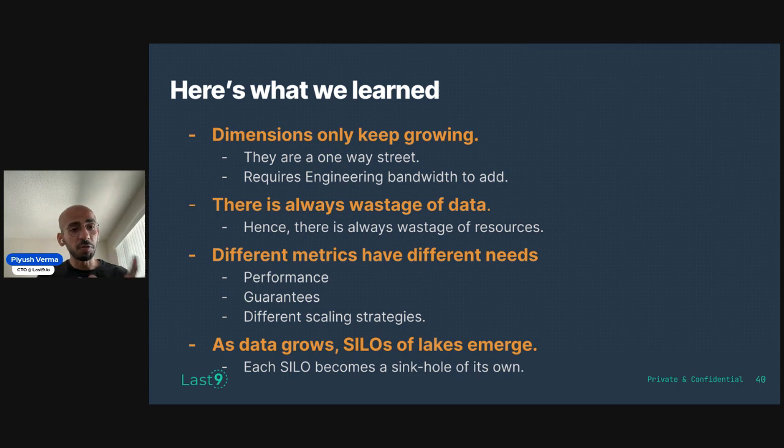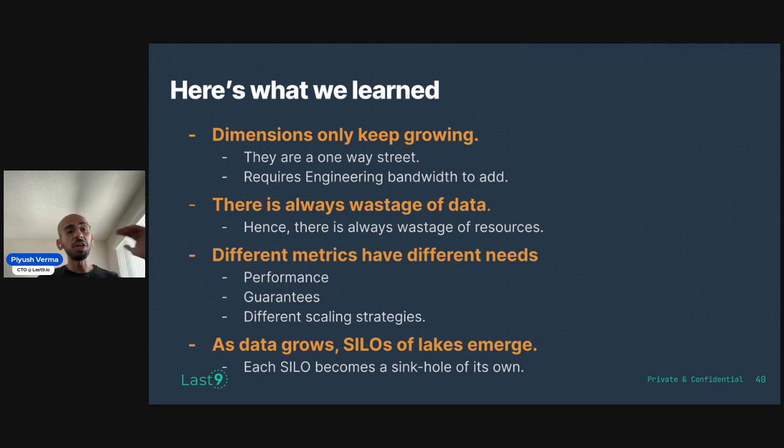So here's what we have learned by running these systems at scale. Dimensions are only going to keep growing. It's quite natural as we went through that cycle. At no point of time would we ever say that, okay, I no longer need a dissection by status. I can only have more and more dimensions that I want. I cannot have fewer dimensions. So this is a one-way street. It is only going to keep adding.